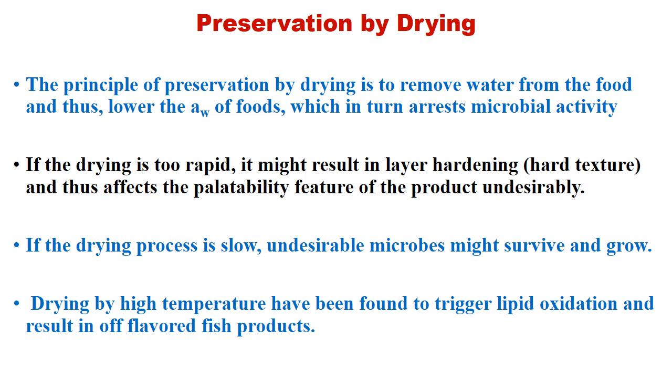If the drying is too rapid, it might result in layer hardening, sometimes called case hardening, and it causes a hard texture particularly on the surface. It affects the palatability of the food or the fish, and also it will affect the rehydration process. So quick drying may result in an undesirable condition or flavor of the product. If the drying process is slow, in that case undesirable microbes might survive and grow. So if it is fast, there is some undesirable effect. If it is slow, some microbes may grow and that is again undesirable.